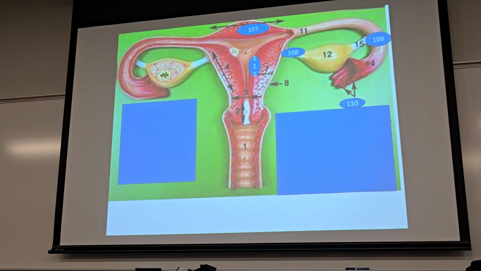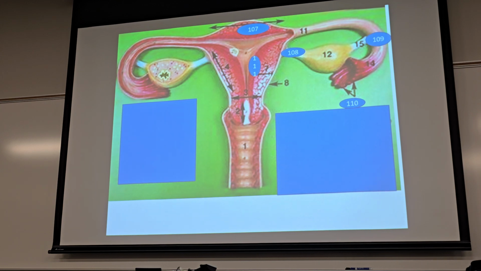Alright, so we have this one, we're going to start at 107. What's 107? Fundus. Okay, what is 108? Ovarian ligament. You guys sure? Or is that the suspensory ligament? No, it's ovarian. The trick is that everybody gets confused with this. But if it links with the fallopian tube, this one will be the suspensory ligament. Just making sure you know that.